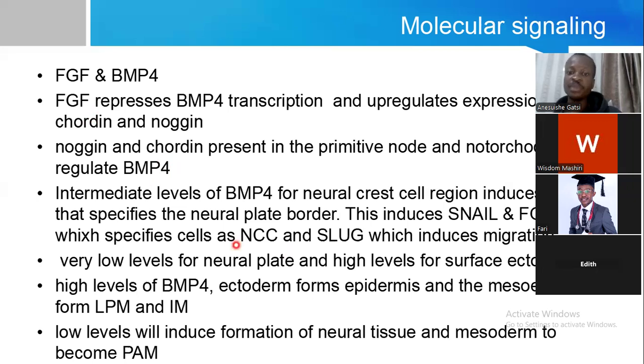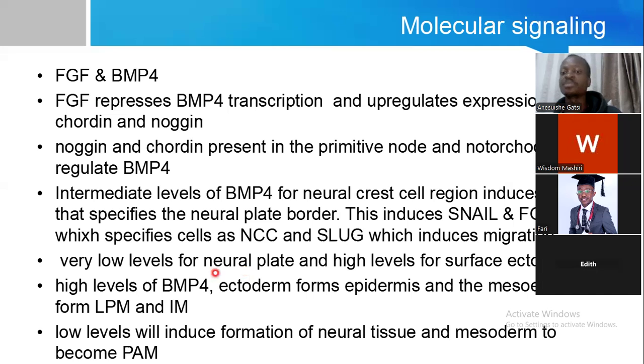Then for the cells in that region to become neural crest cells, we also need certain proteins, the main one being snail. When we discuss the individual components of what happens to neural crest cells, you're going to find that these cells are going to migrate. And for them to migrate, we also need a molecule called slug. So there is snail and slug. Snail is for specification of the cells as neural crest cells. Then slug is for the cell migration.